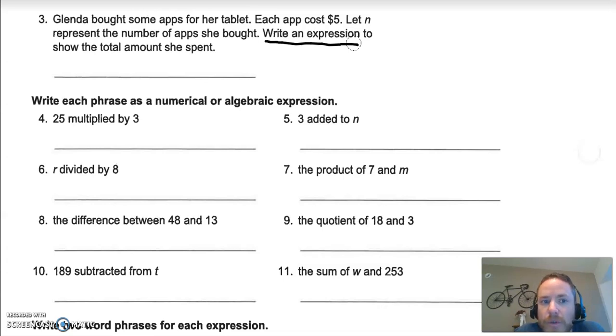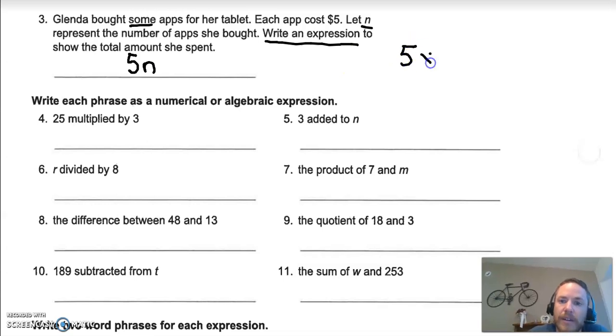Well, in this case, we just don't know how many apps she bought. It says she bought some apps. How many? We don't know. But we do know they're $5 each. So the fastest way to get that would be 5 times the number of apps she bought. It says right here, let n be the number of apps she bought. So this one is 5 times n. That's all we have to write. Please do not write 5 times using an x, because we don't know what that x is. Is that x a variable, or is it a multiplication sign? We don't do that. What we do simply is write 5 right next to the variable, 5n.